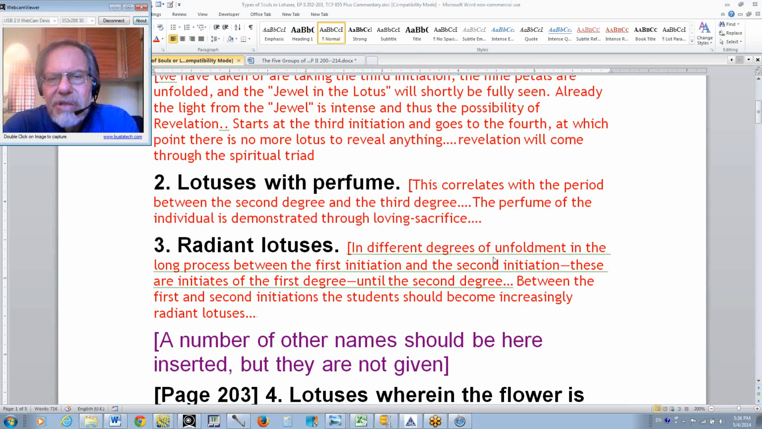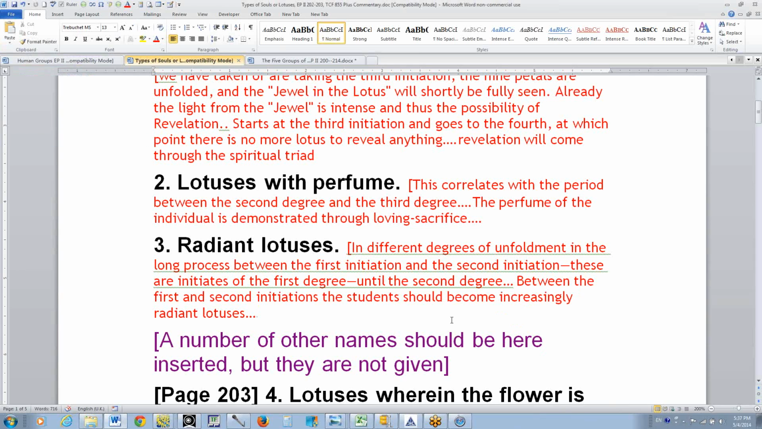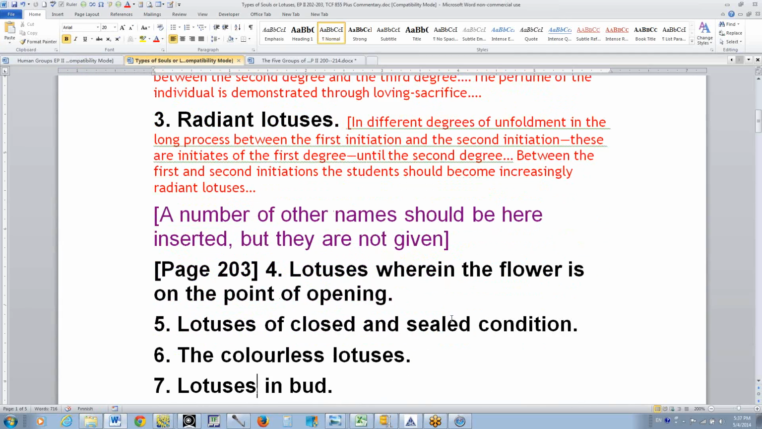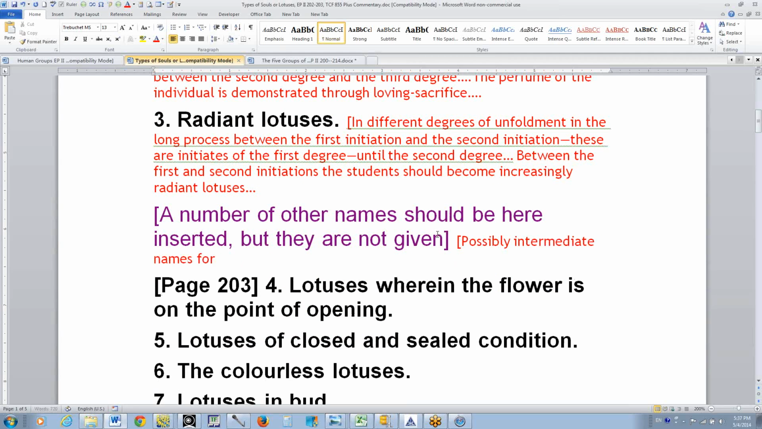So I would say that most of us as students of occultism are increasingly radiant lotuses. Whether we've made sufficient sacrifices to become lotuses with perfume, okay, that remains to be seen. And to become lotuses of revelation, we must reveal the one, we must reveal the monad, because it's the spirit aspect at the heart of the lotus which is in process of revelation. And maybe there are other names that could be given for lotuses in which the sixth petal is partially unfolded or the fifth partially unfolded and so forth. They are not given. It's possible to have intermediate names for lotuses in various states of unfoldment.